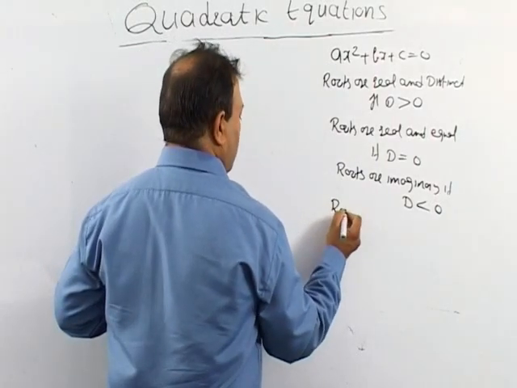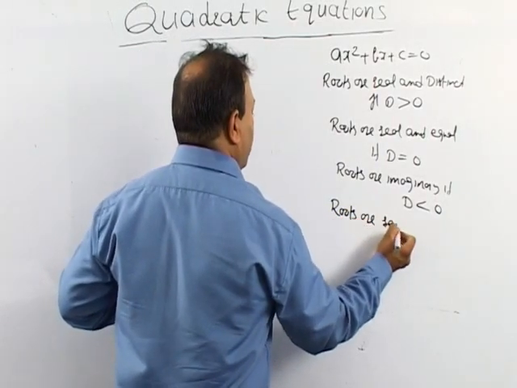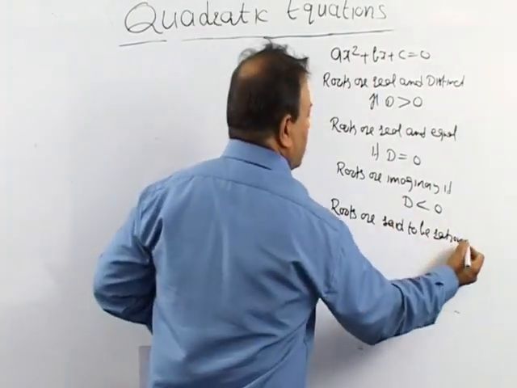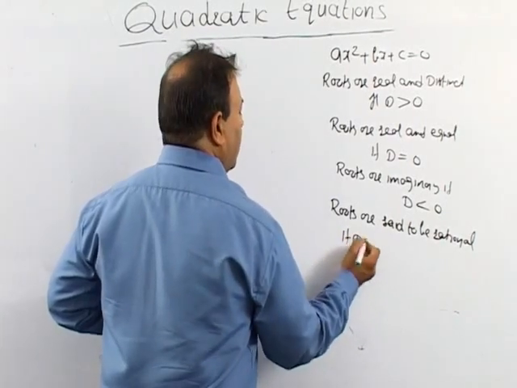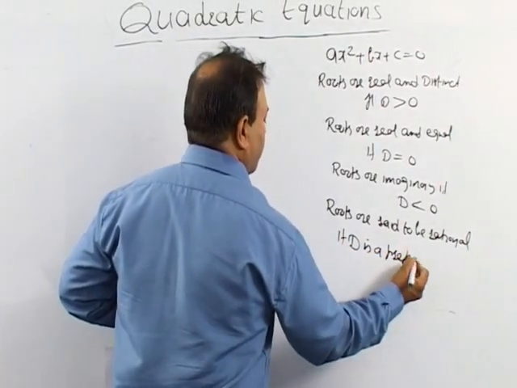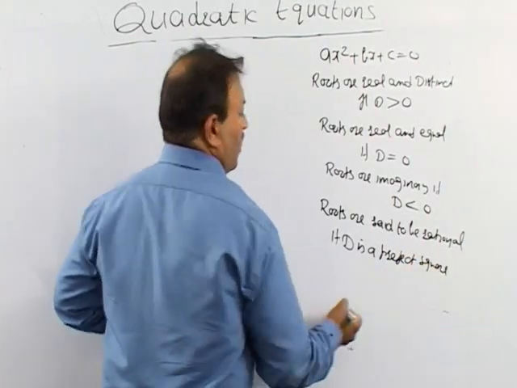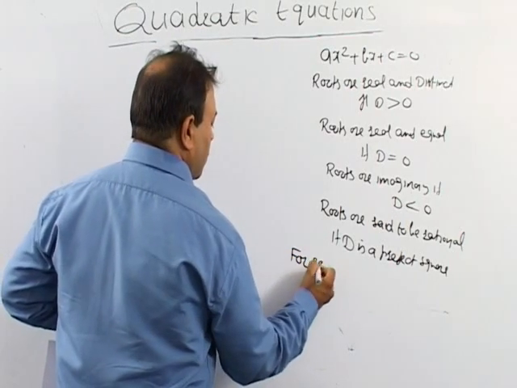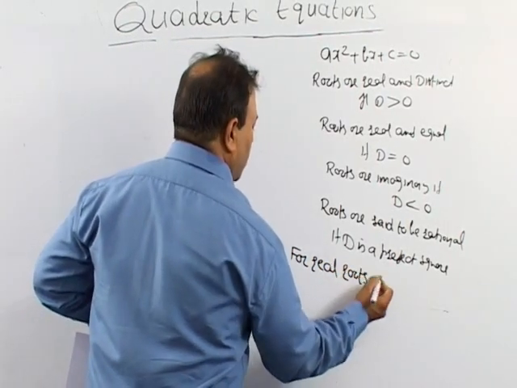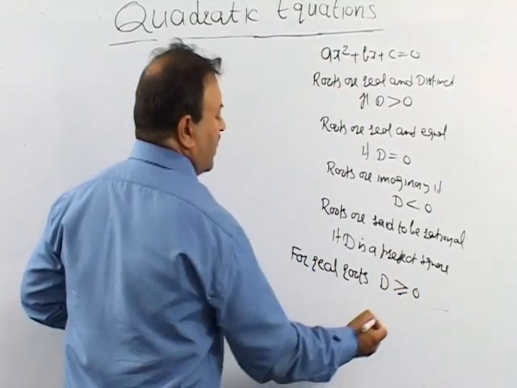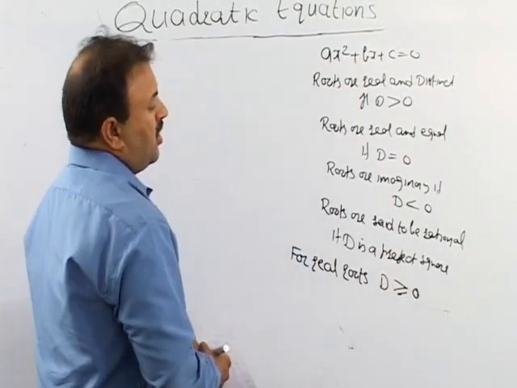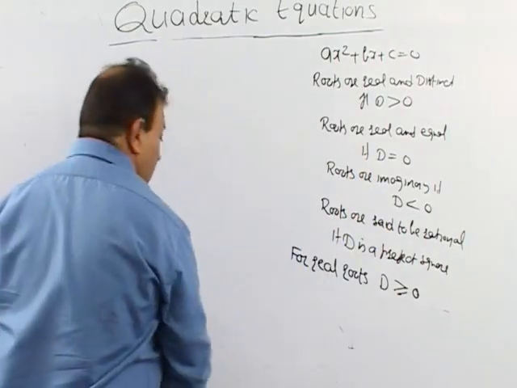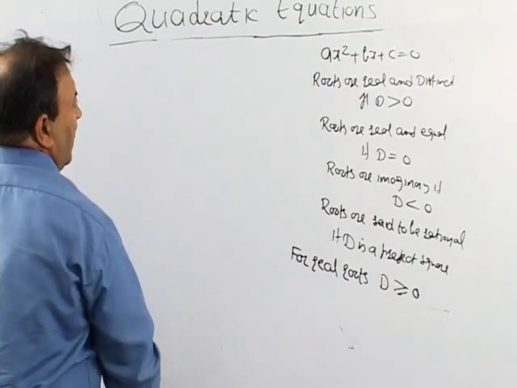Roots of a quadratic equation will be rational if D is a perfect square. And we should know one more thing, that for real roots, D should always be greater than or equal to 0. Now, based on these properties of roots of a quadratic equation, and how it intermixes with inequalities, let us look at a problem.